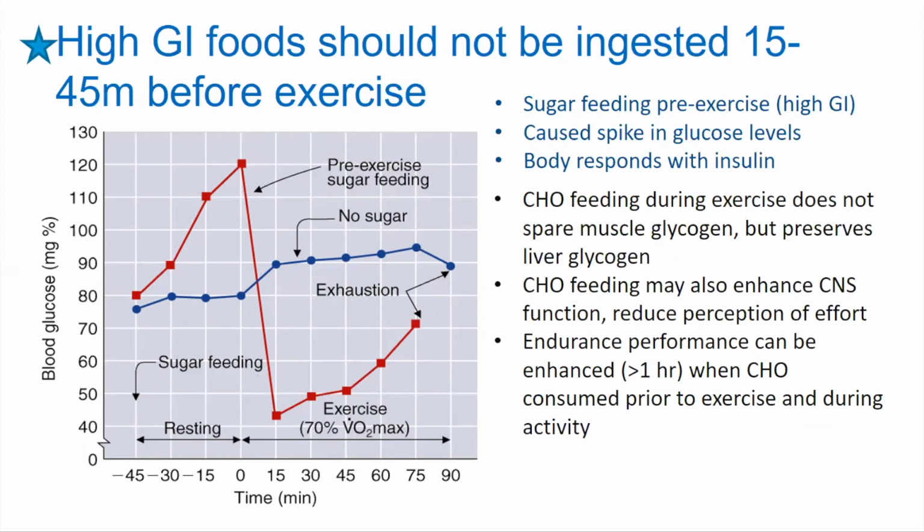Remember, we said that during exercise, insulin is going to be inhibited. If you were to exercise and ingest a high GI food, insulin would be inhibited, so you would not have this drop in blood glucose. So again, if you're eating 15 to 45 minutes prior to exercise, the carbohydrate of choice should be a low GI source.